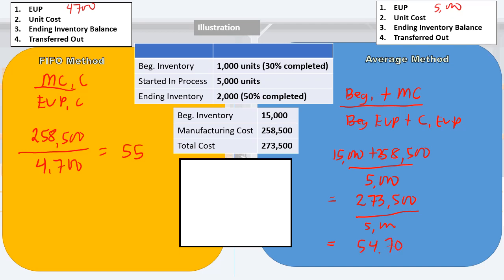So, ilagay na po natin dito sa taas. So, ito po ay magiging 55. Ito naman po ay 54.7.